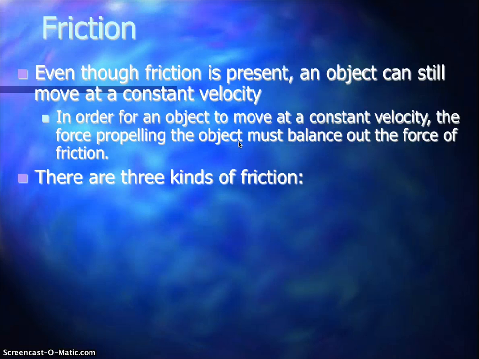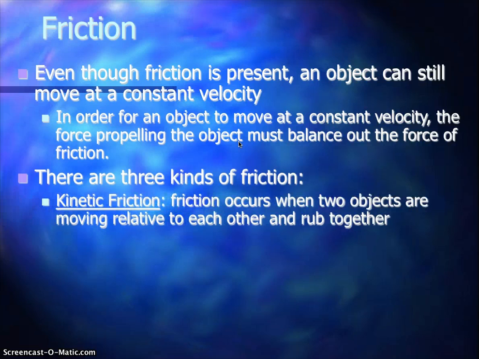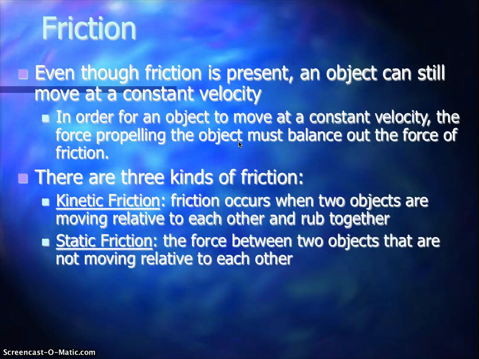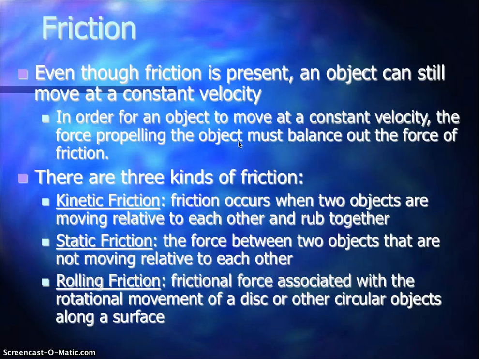So there are three kinds of friction. There is kinetic friction, friction that occurs when two objects are moving relative to each other and rub together. And then there is static friction, the force between two objects that are not moving relative to each other. And we have rolling friction, the frictional forces associated with the rotational motion of a disk or other circular objects along a surface, basically like a tire on the ground.